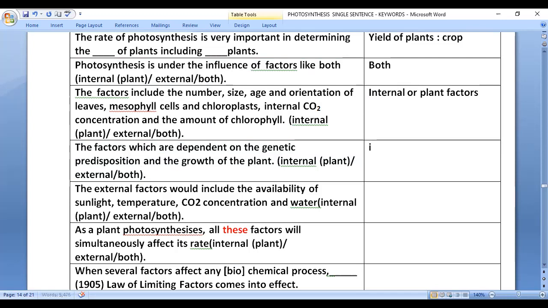External factors include the availability of sunlight, temperature, carbon dioxide concentration, and water. In plant photosynthesis, all these factors, internal and external, simultaneously affect its rate.